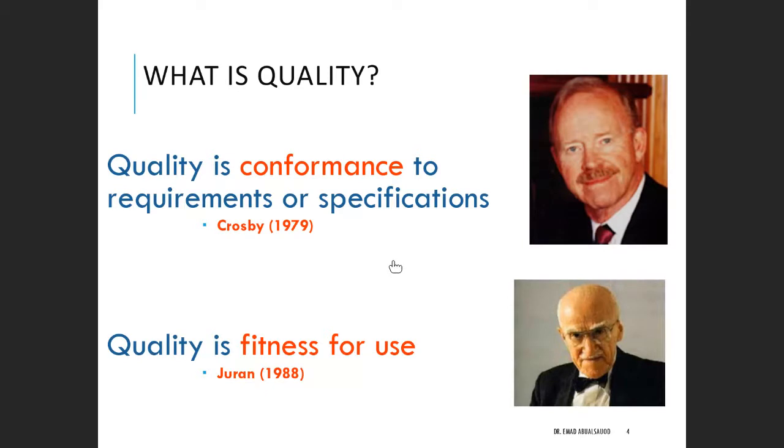Crosby, Philip Crosby, believes that quality is conformance to requirements or specification. Conformance means that you are meeting or achieving the requirements or the specifications. That is quality. So when you set specifications for your product or service, or set requirements based on the customer's requirements, then you have to meet them to say that you have quality in your service or product. Quality is fitness for use, and that is functionality. We can say that Juran believes it is about how fit it is for use. And this is not far from the needs and requirements.